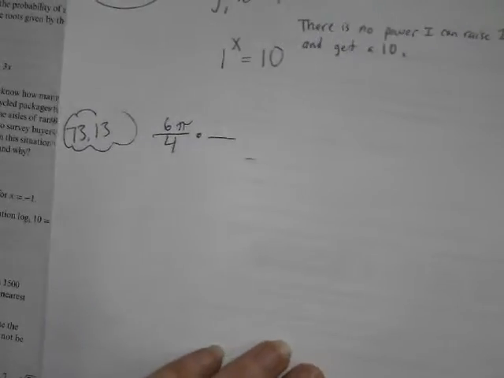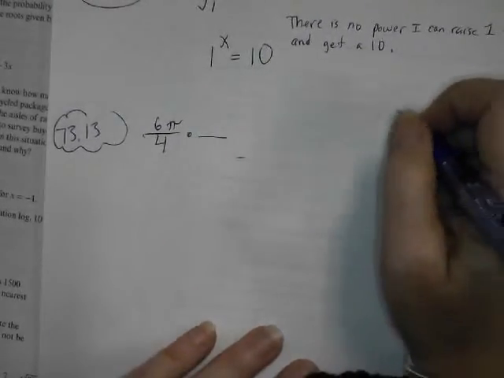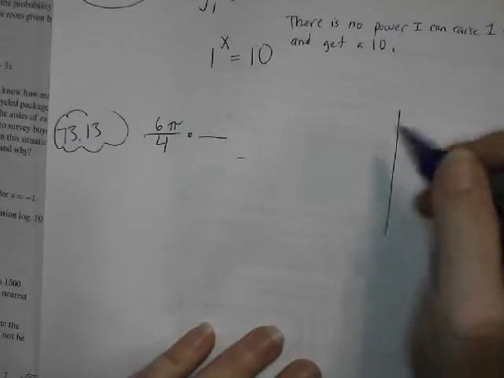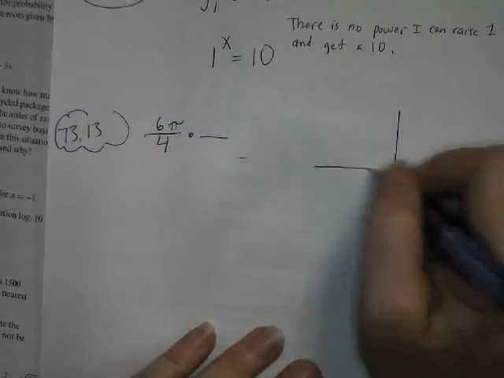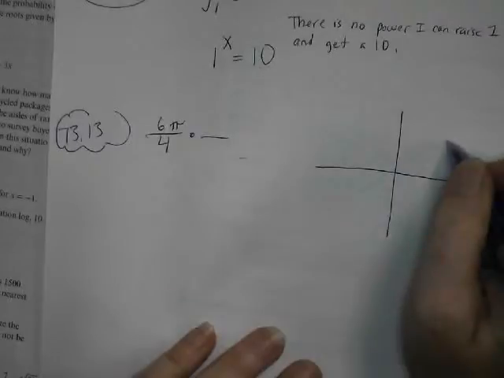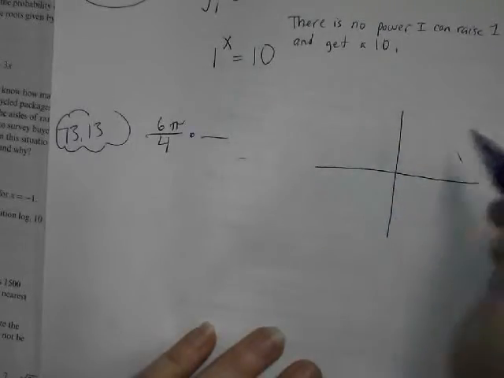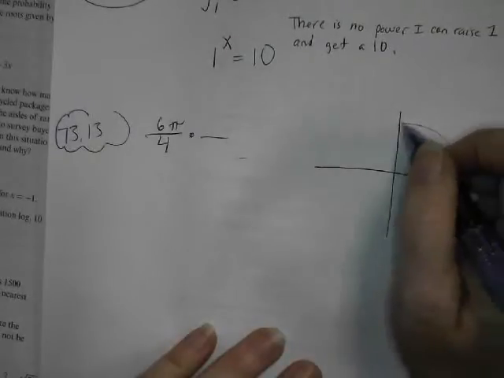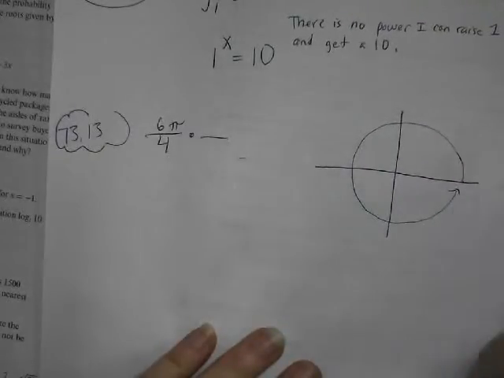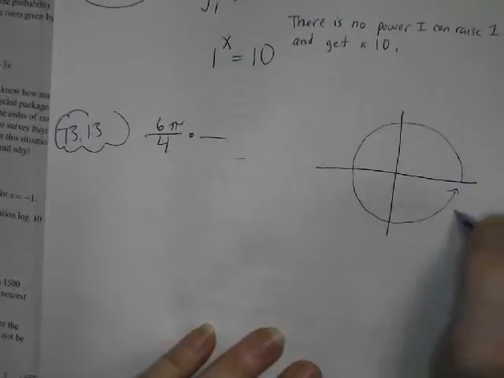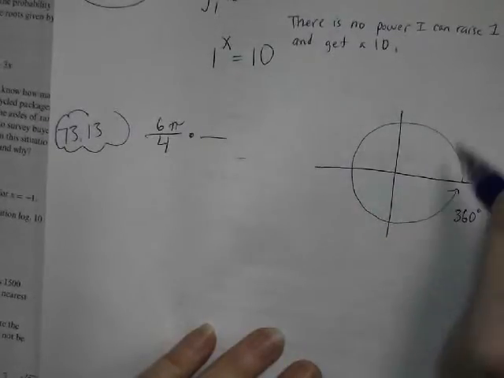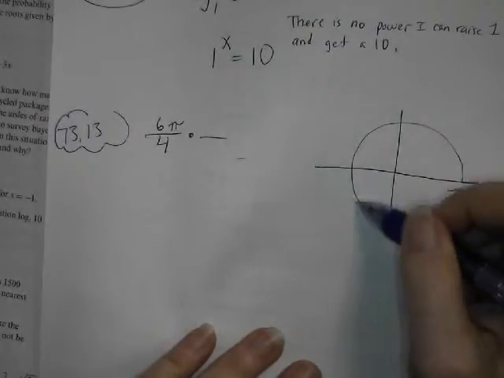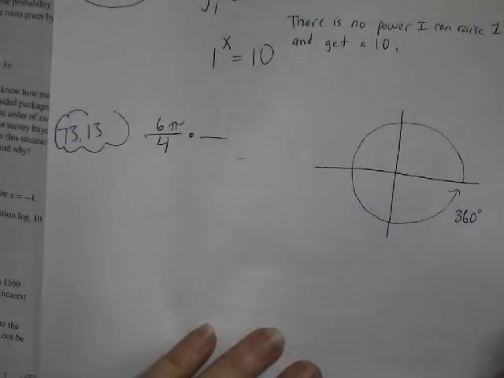Okay. To help you remember, I'm going to give you where the unit multiplier came from instead of just telling you what it is. So this is our unit circle. Remember our unit circle that we always get out and look at? If I start here and go around the circle, how many degrees is that? 360. Yeah, 360.